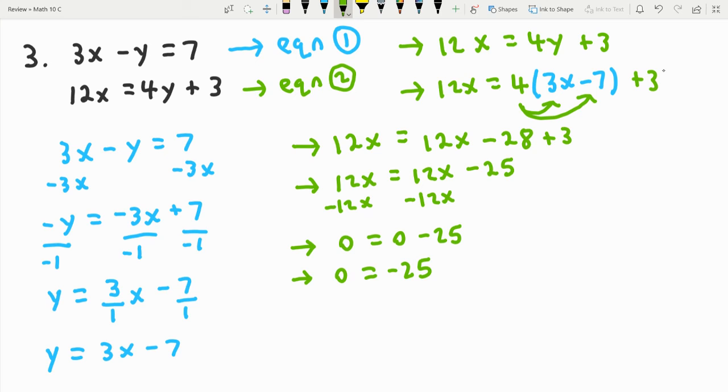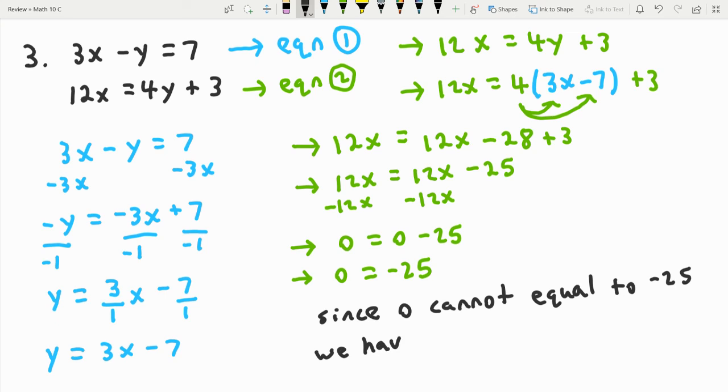And because of that, I would write that since 0 cannot equal negative 25, we have no solution. So this is a case where we have no solution. When we have no solution, I can also write this as the squiggly brackets, but it remains empty, kind of like how you see in the textbook.